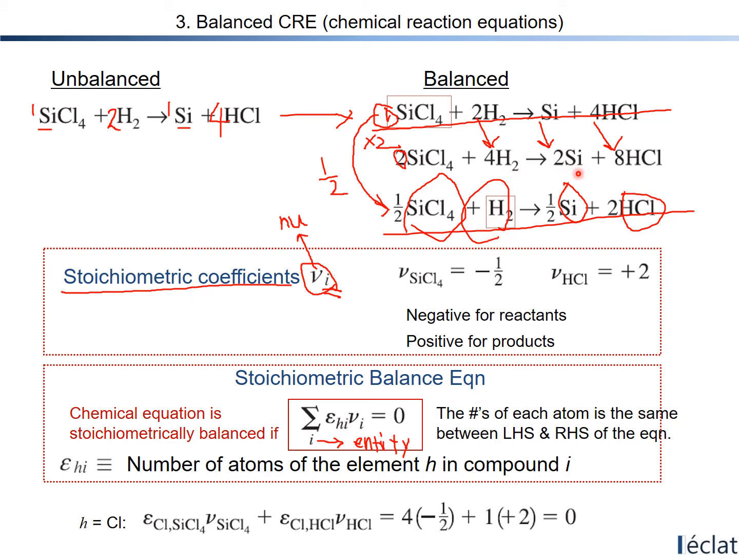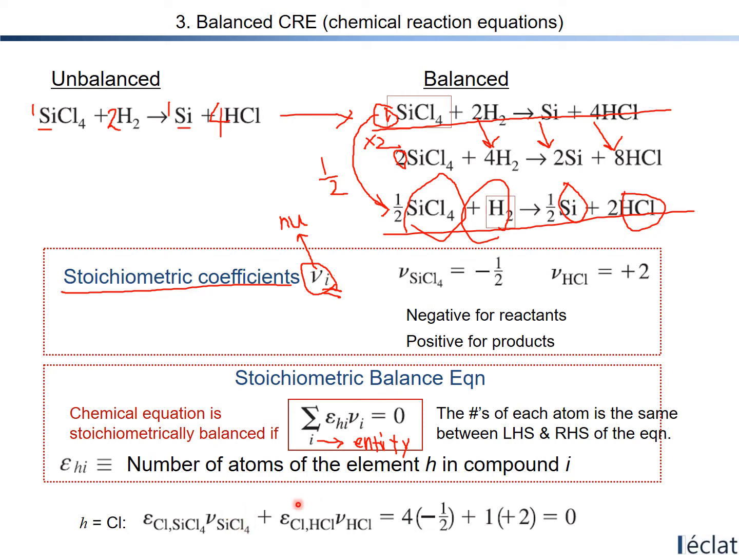How about the third one? No chlorine, so you don't need to think about that. And then let's go to the last one, HCl. You have one chlorine atom in this hydrochloric acid.